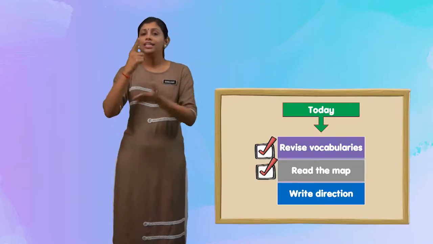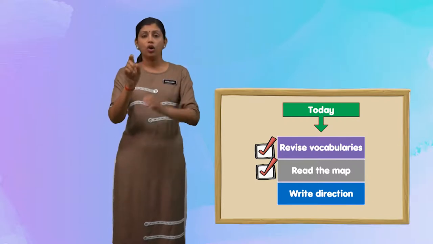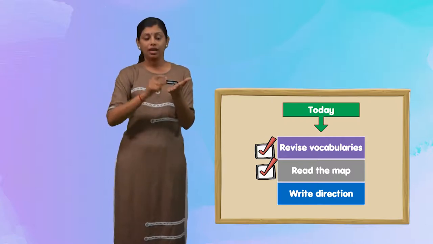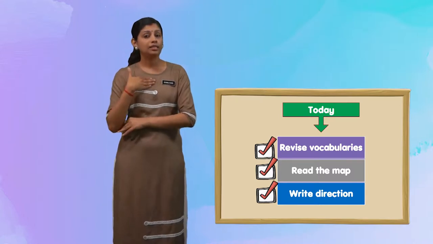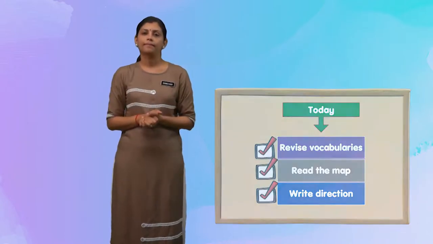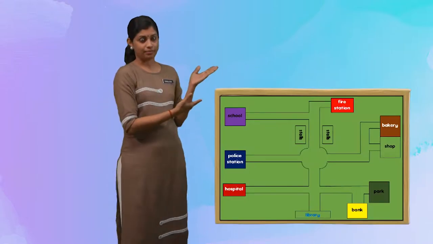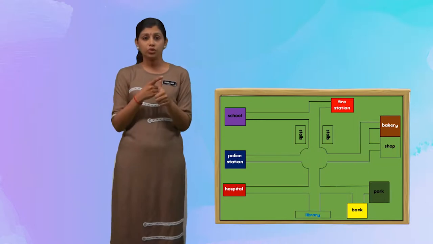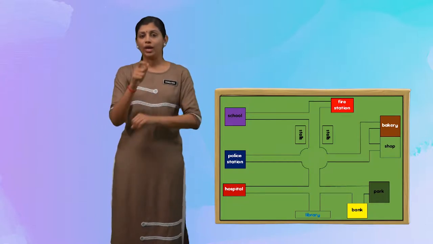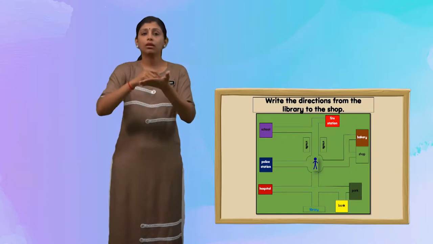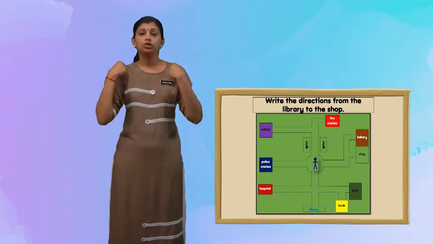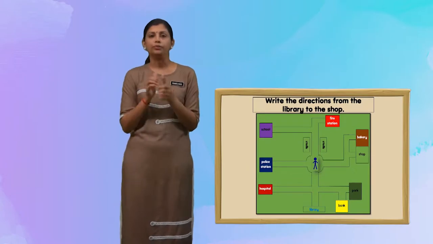Now I will discuss a different type of question and we are doing the third part, writing. So please prepare your pencil and book. Okay, first, see the map here. Now, let's do the first one together. Then, you do the next one. So, the question is, write the direction from library to the shop. Okay, you got it? Good.